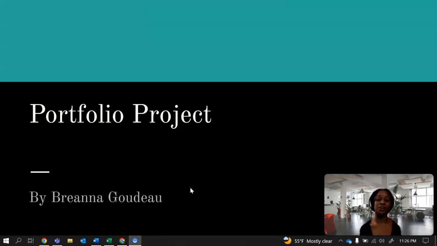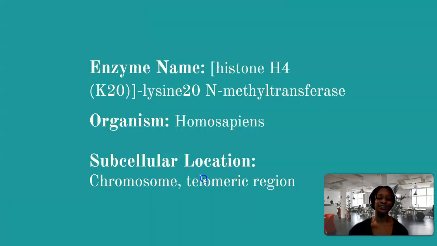Well, today we're going to be talking about a particular enzyme that I have been doing my project on for the past semester. The enzyme is histone H4 K20 lysine 20 N-methyltransferase. The organism that it is present in is Homo sapiens, also known as humans. The subcellular location will be the chromosome, the telomeric region.